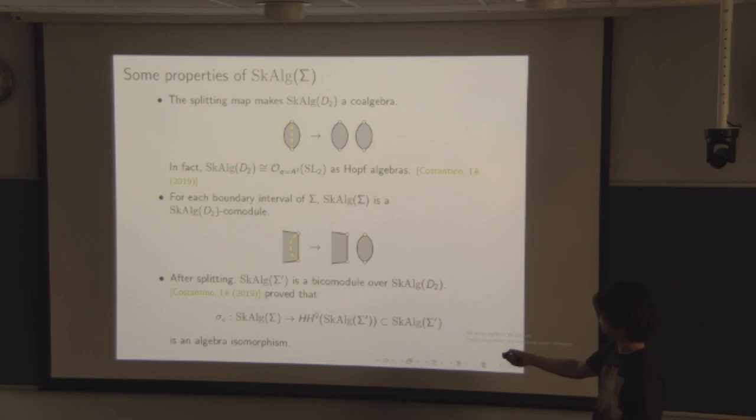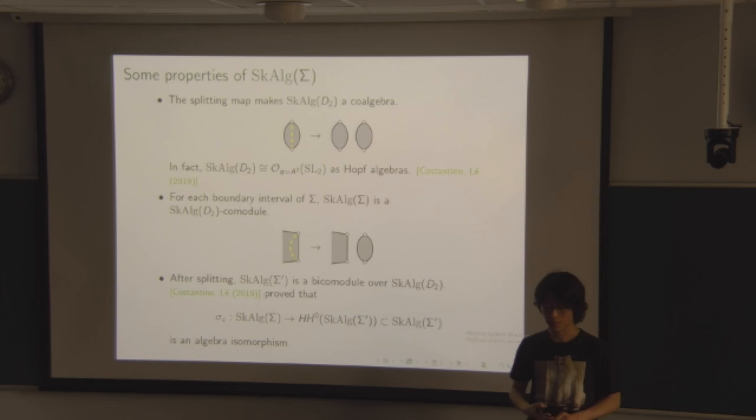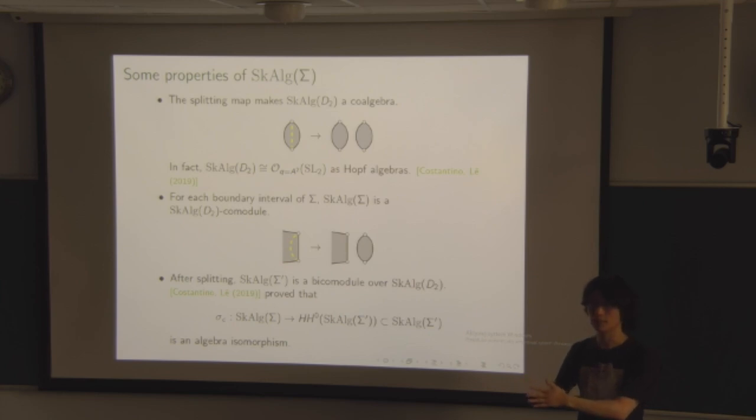And Costantino-Lê showed that the splitting map is actually an algebra isomorphism to the zeroth Hochschild cohomology, which is a submodule of the stated skein algebra of sigma prime. So really, by using the stated skein algebras, one can study skein algebras of surfaces by cutting them into simpler pieces and just understanding the constituent pieces. So this is the approach, basically pioneered by Bonahon-Wong, Lê, and Costantino-Lê.